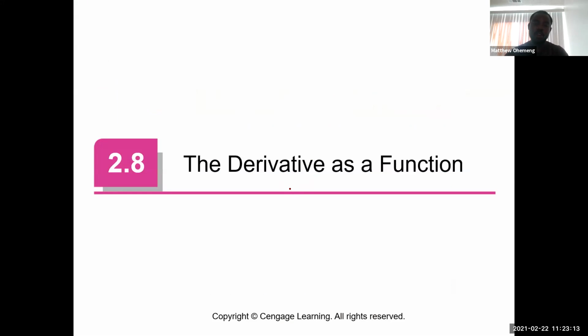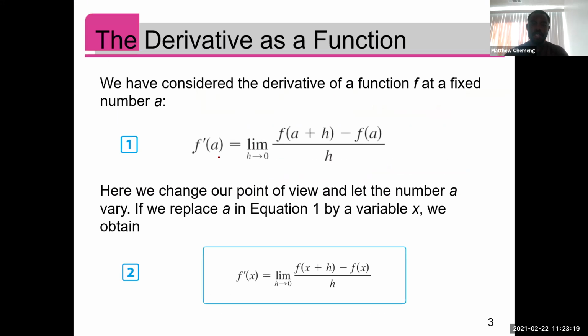Now, for 2.8, we are going to look at the derivative as a function. So in 2.7, you saw this formula. We said that when we are looking at the slope of the tangent at the point A, or the derivative of the function at a point A, then it's given by f prime of A equal to the limit as h approaches 0 of f of A plus h minus f of A all over h. So this is at a number A.